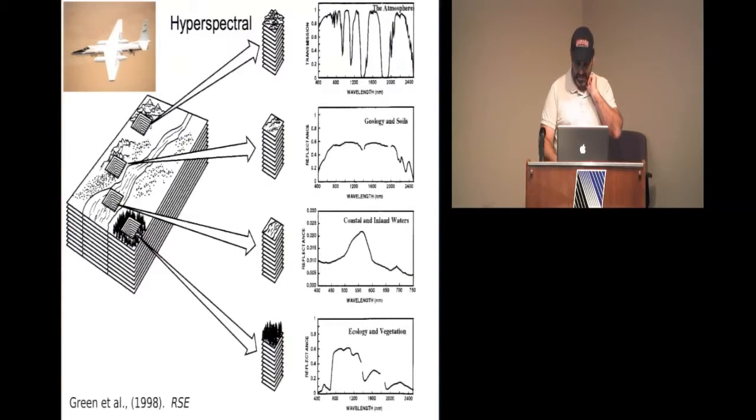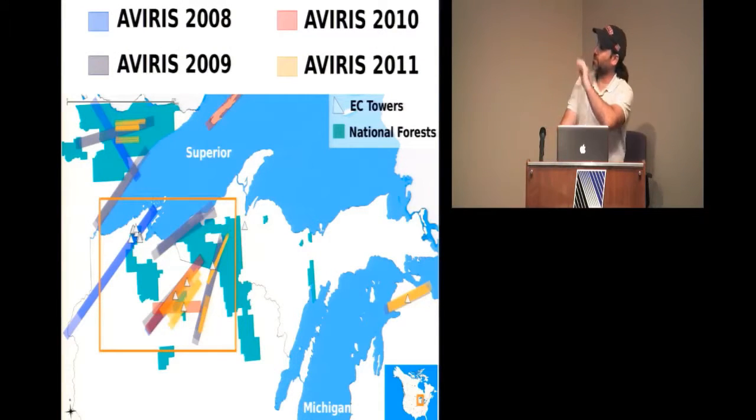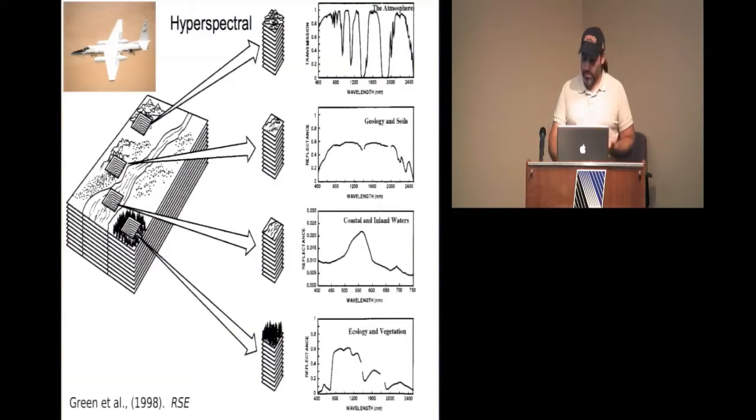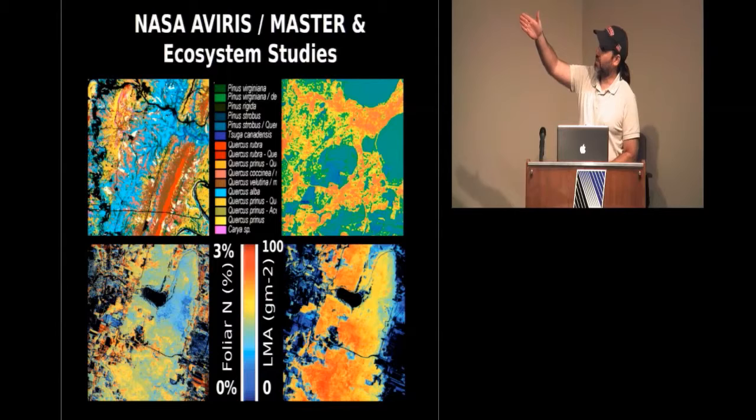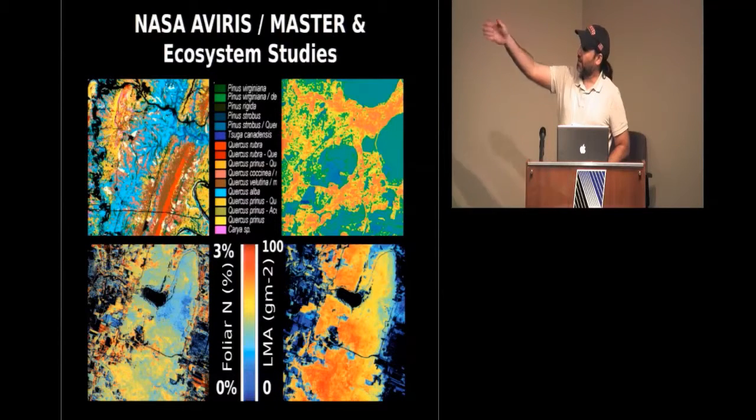It's been flown over our sites many times over many years. We're also working in a region in California where they're prototyping a satellite version of this that's going to launch, hopefully, fairly soon. Well, who knows with NASA. But from this, we learn a lot about species composition. We learn about a lot of these physiological characteristics of the canopy itself that are important for understanding its responses.